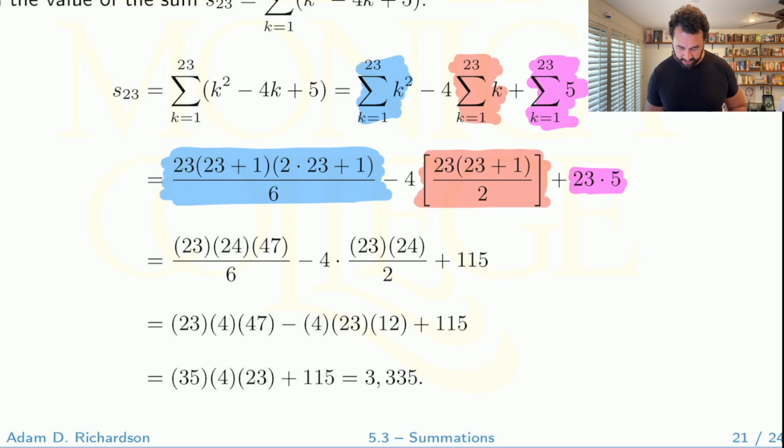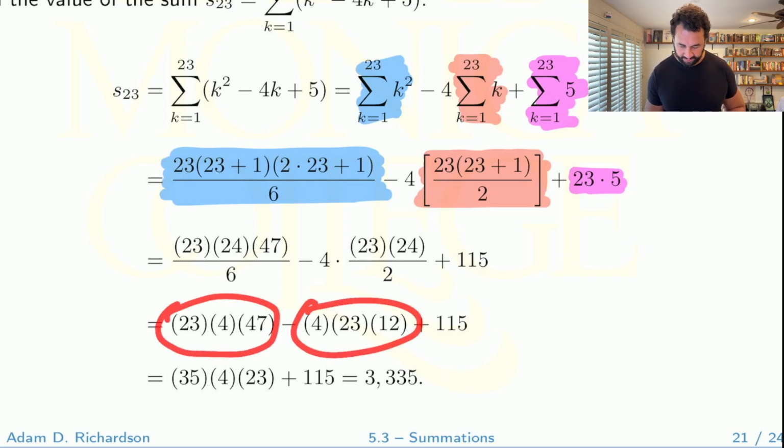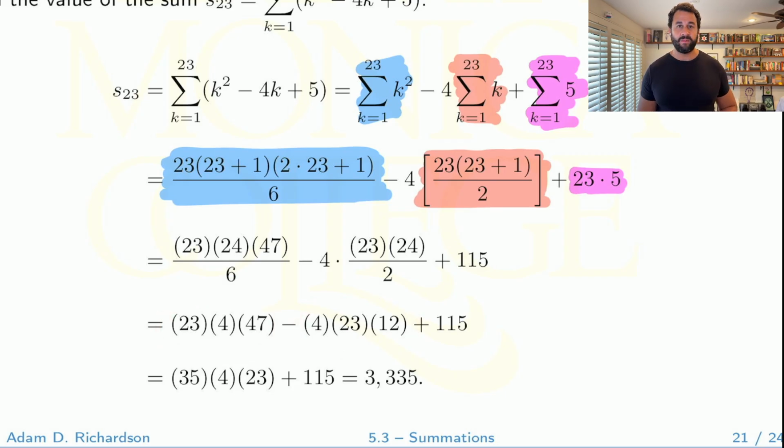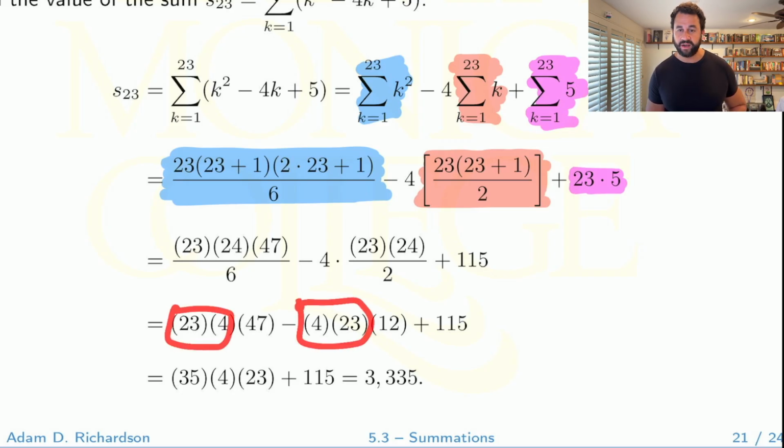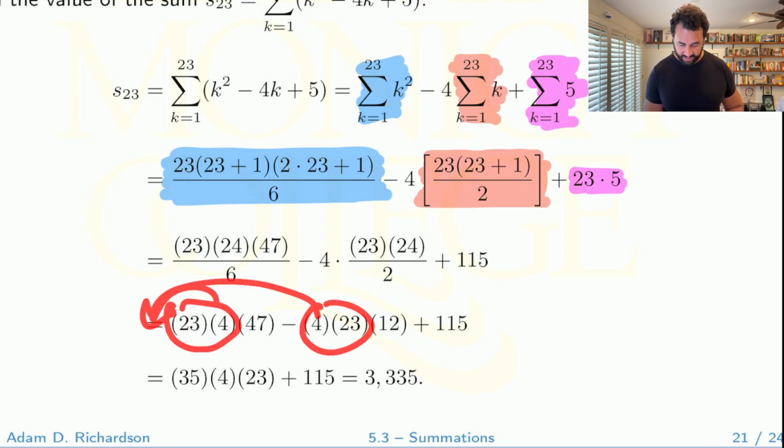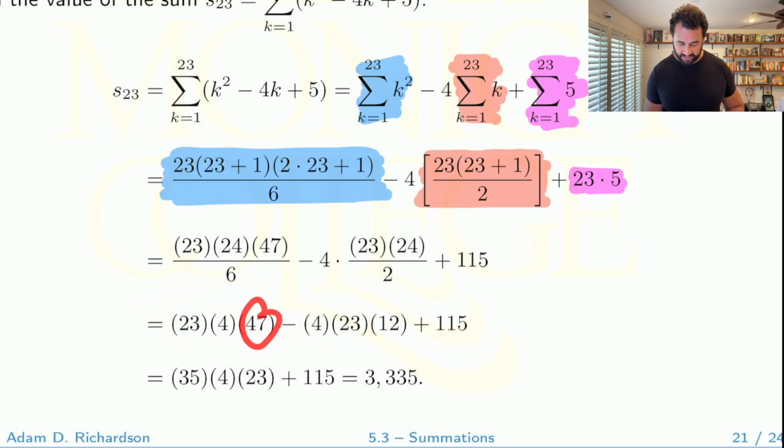Take a look at these two terms here and here. Those two terms have common factors. They've got a couple of common factors. Notice they have 23 times 4. They both share a common factor of 23 times 4. So we can factor that out of both of these terms, just like we talked about before. So I'm going to take this, and I'm going to factor it out. And then what'll be left over is 47 minus 12. Let me write that out.